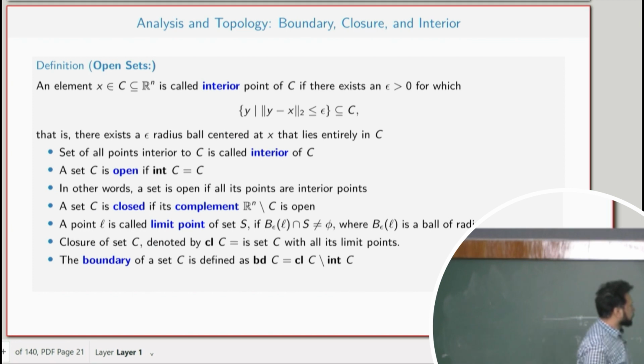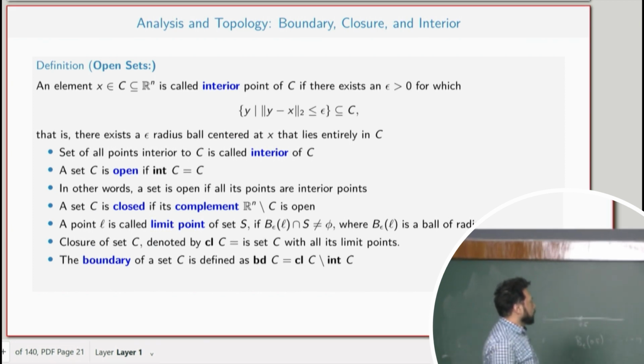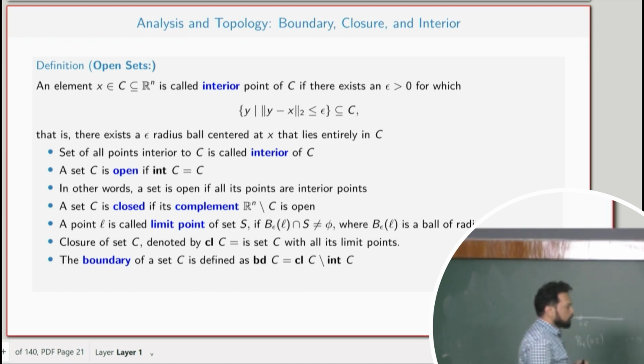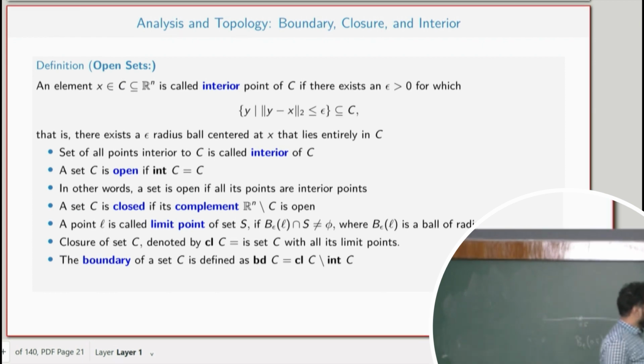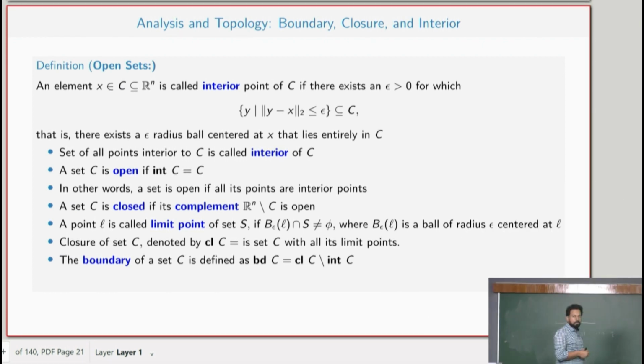So we have a concept of a limit point, and the closure of a set C, cl C, is the set C with all its limit points. So if I want to make the closure of a set C, then I will put all the limit points there which are missing right now, because it may happen that the limit point is outside the set.